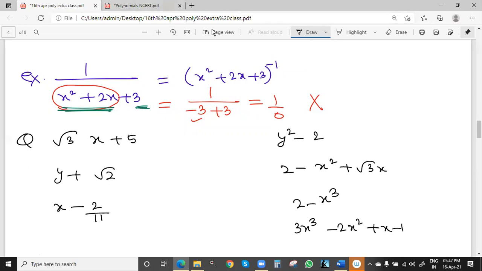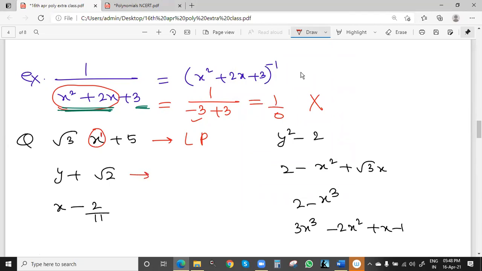So what are the answers? See, the first one is not a polynomial. There is no root in x. The root is there with 3, not x. So the power of x is 1, nothing is written, that means 1. So this is a linear polynomial, LP in short for linear polynomial.